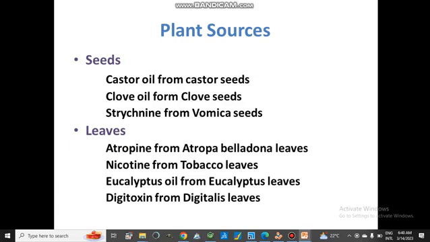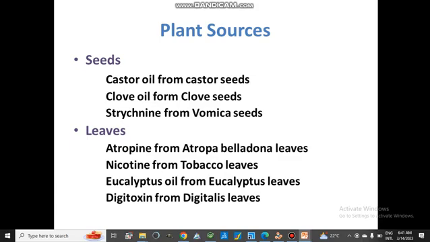So first is the plant sources. From different sections or parts of the plants, we obtain different kinds of drugs that can be used for different purposes. First we will take an example of seeds. Some examples from seed sources: castor oil from castor seeds, clove oil from clove seeds, and strychnine from nux vomica seeds.